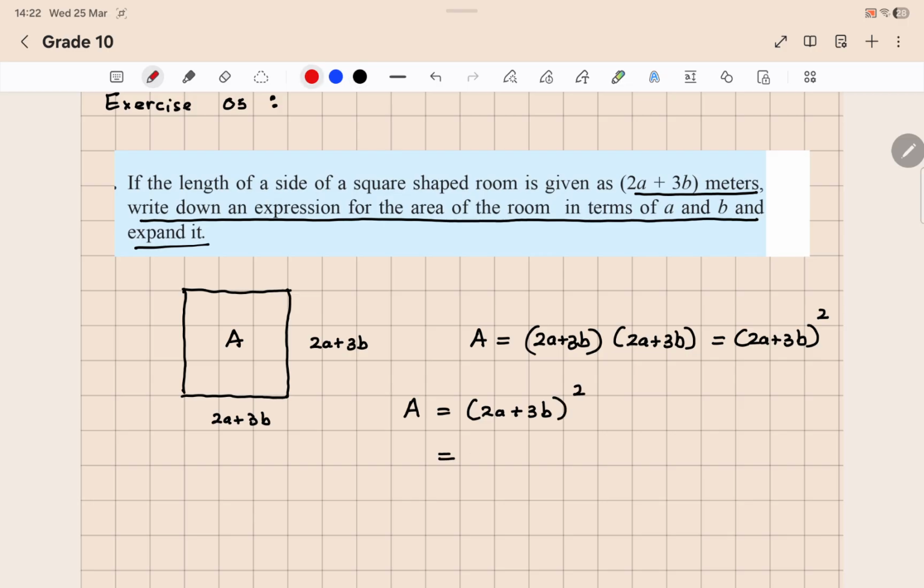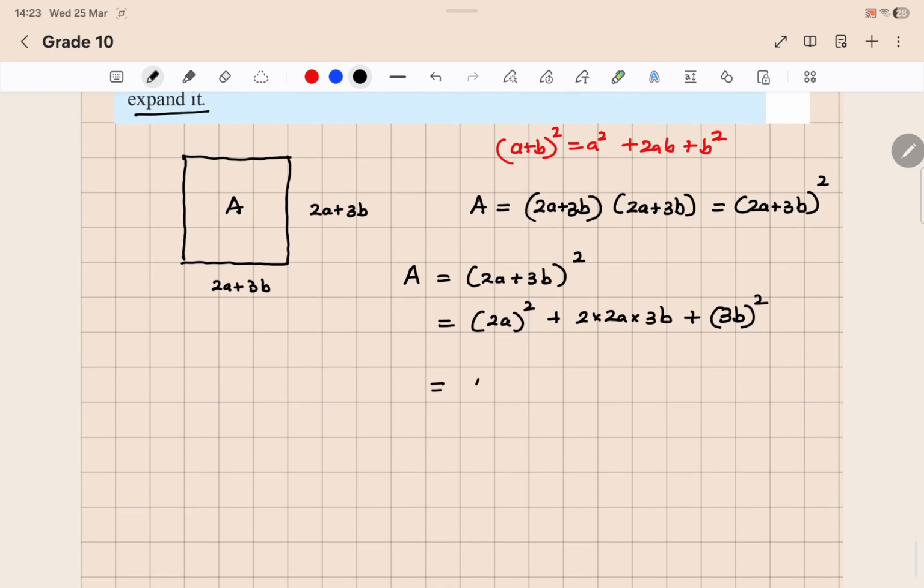Again we are going to use which formula? The (a plus b) squared formula. a squared plus 2ab plus b squared. So first term squared, (2a) squared, plus 2 into 2a into 3b, plus the last term squared, (3b) squared. So 4a squared plus 12ab plus 9b squared. So that's the answer.